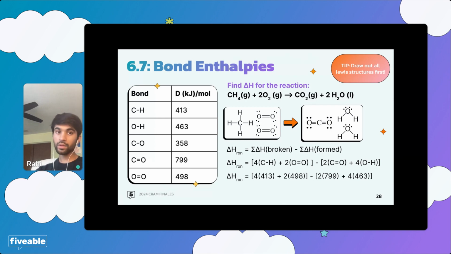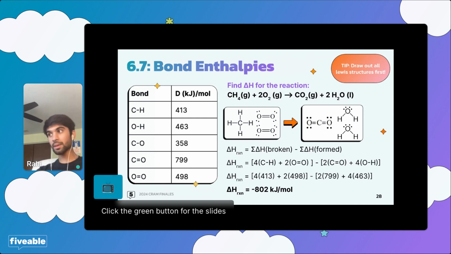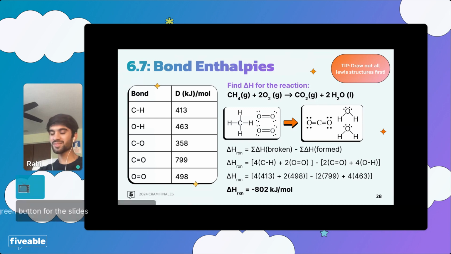And then we're going to do our math. So we plug and chug, right? CH 413, oxygen 498, the CO double bond 799, and the oxygen hydrogen single bond 463, right? And then we do our math. Boom, boom, boom, boom, boom. Negative 802. Someone said it. You're cool. You get me? You're cool. But units exist, right? Remember, broken minus formed, not the other way around. If you get it the other way around, you get the same number, but you won't get the same sign, positive or negative, right?